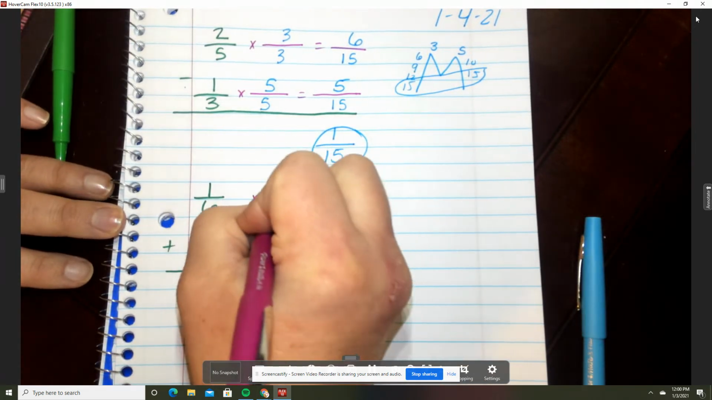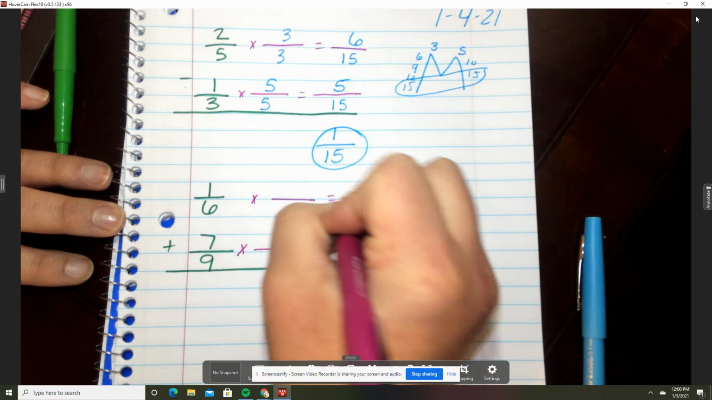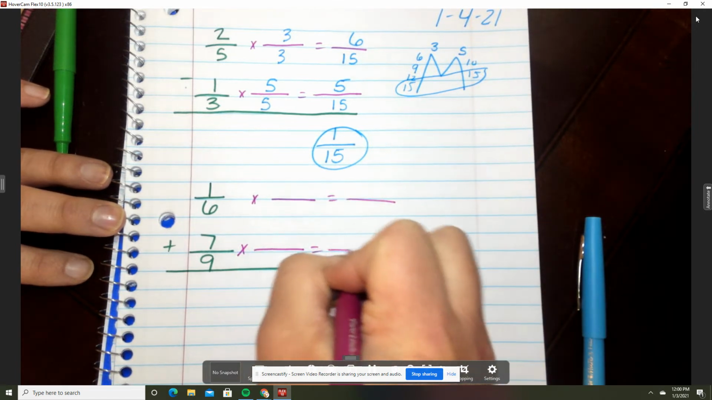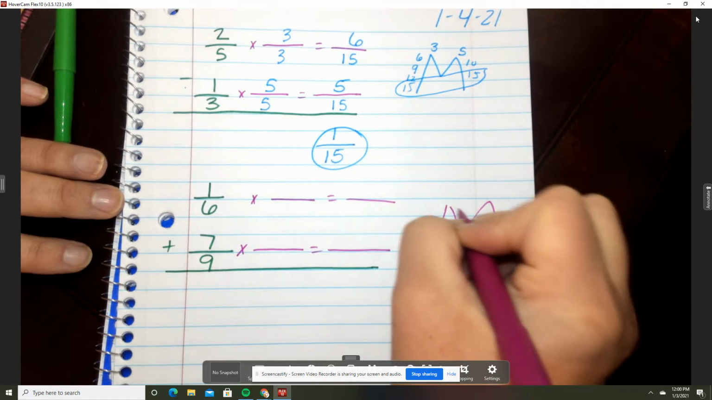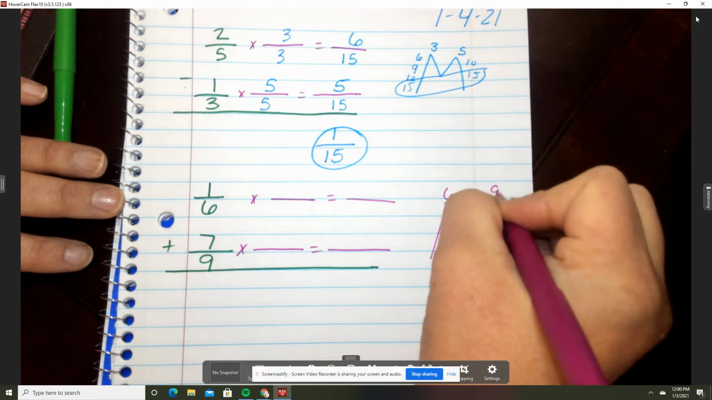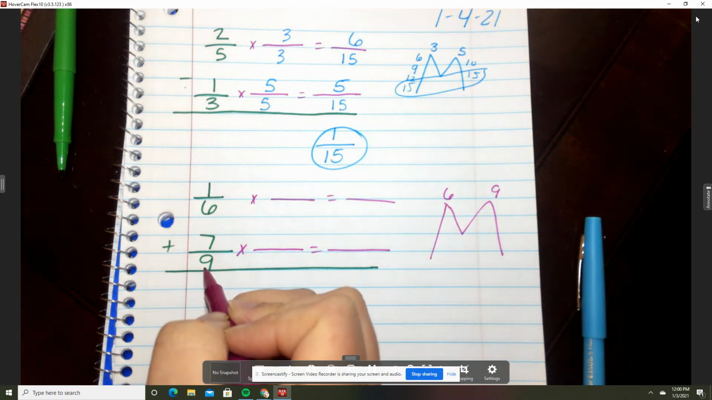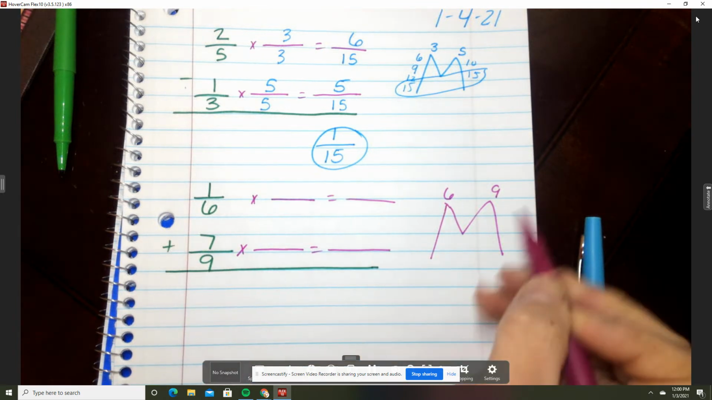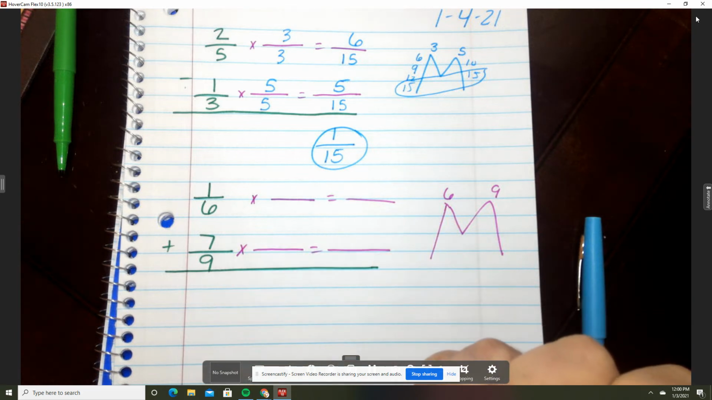Again, though, you could just multiply the two denominators together, and that is fine. That's fine as well. But let's do an M. A 6 and put my 9. All right. 6 cannot go into 9 evenly. So you either need to do an M to find the common denominator, or you could multiply the two together.